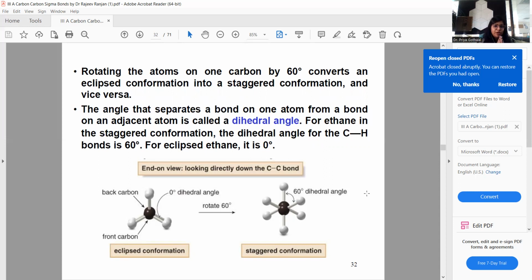Looking directly down the carbon-carbon bond, here we can see the eclipsed conformation. This is the front carbon, and this is the back carbon. The dihedral angle is 0. With a 60-degree rotation, the eclipsed conformation changes into the staggered conformation. So we can see the carbon-hydrogen bonds at a 60-degree dihedral angle. This is known as a staggered conformation.